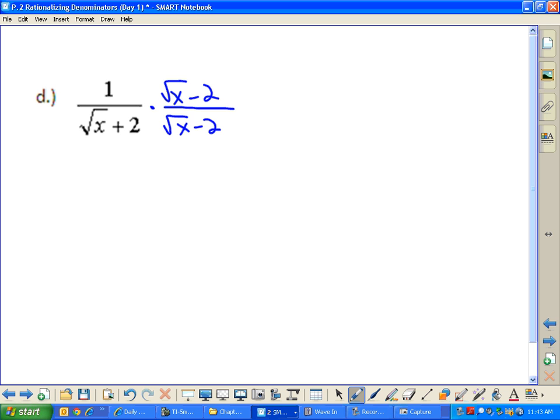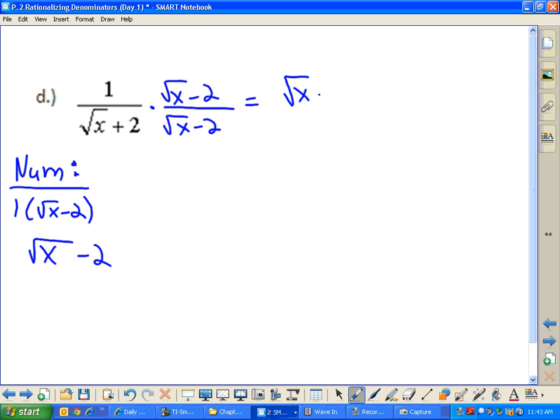And then when we multiply fractions, you multiply straight across. There's not really a whole lot to show in the numerator. We're taking 1 times the square root of x minus 2. That's just the square root of x minus 2. So that's actually pretty easy to do. Not really anything to show.